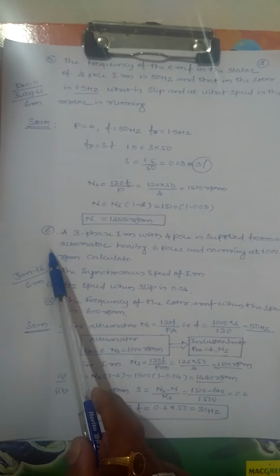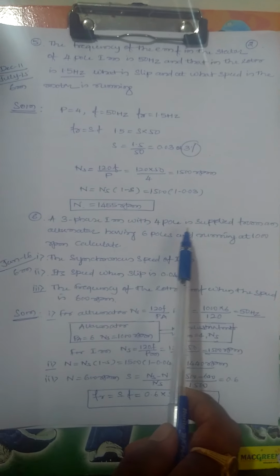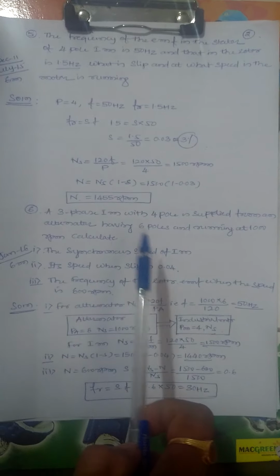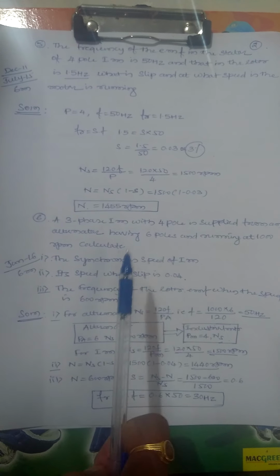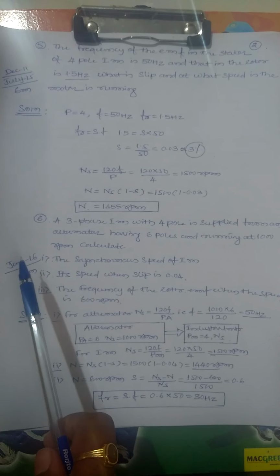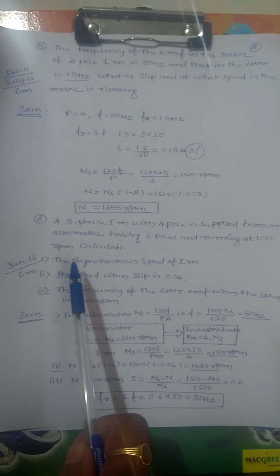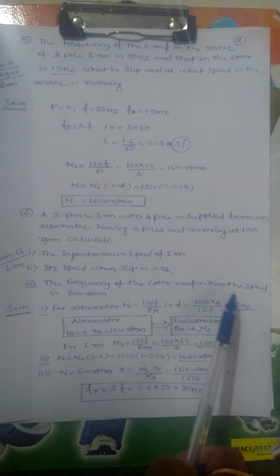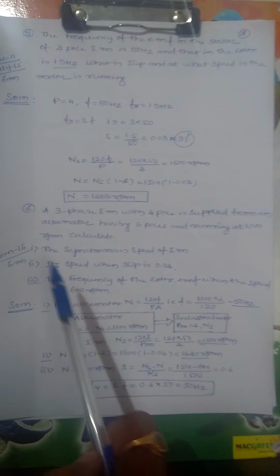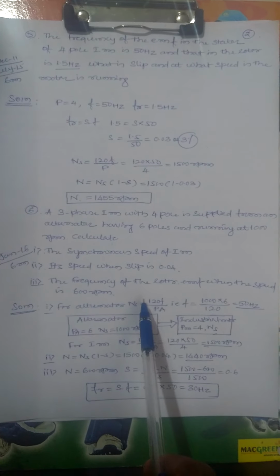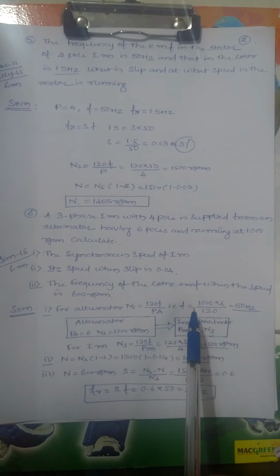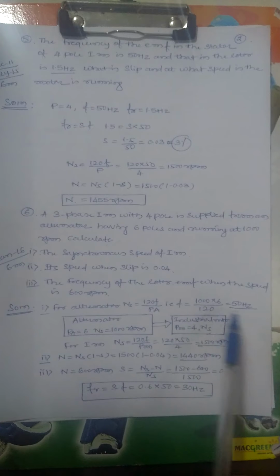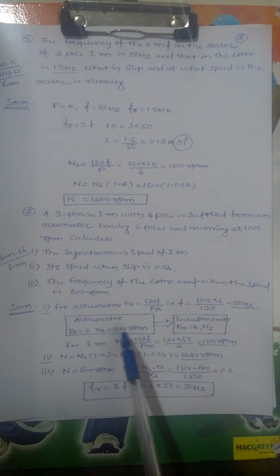Okay, the last problem, the sixth problem. A three-phase induction motor with 4 poles is supplied from an alternator having 6 poles running at 1000 RPM. Here there are two cases, one is the alternator and the other is the induction motor. This is also an exam problem, 2016, 6 marks. Calculate the synchronous speed of the induction motor, its speed when the slip is 4%, and the frequency of the rotor EMF when the speed is 600 RPM. First, the alternator: Ns is 120 f by P, so f equals Ns into P by 120, 1000 into 6 by 120, that is 50 Hz. For the alternator, Ns is 1000 RPM.